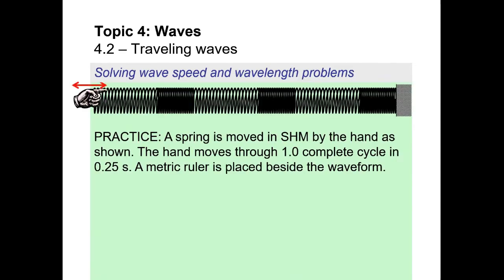A spring is moving in simple harmonic motion by the hand as shown. The hand moves through one complete cycle in 0.25 seconds. A metric rule is placed beside wave 4.